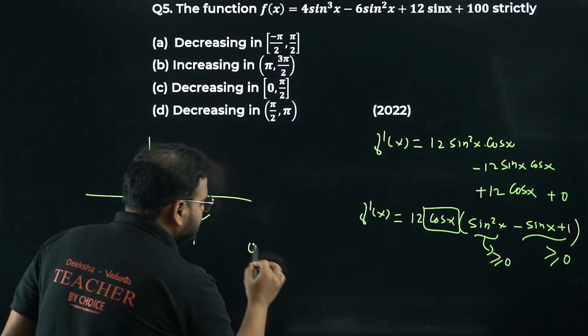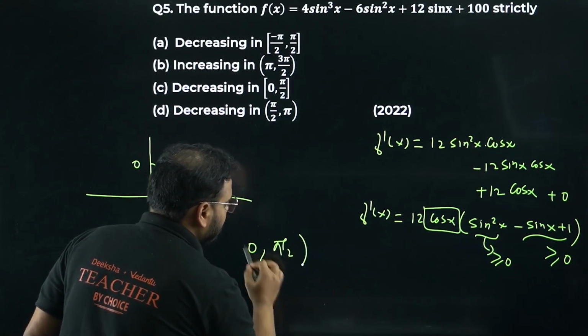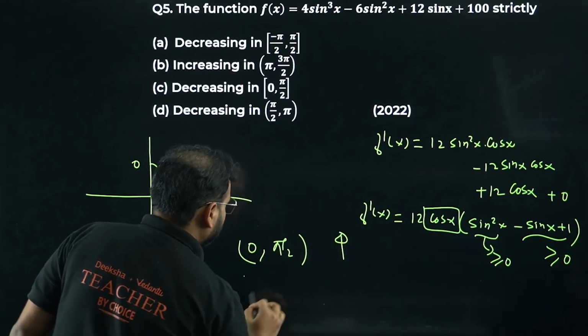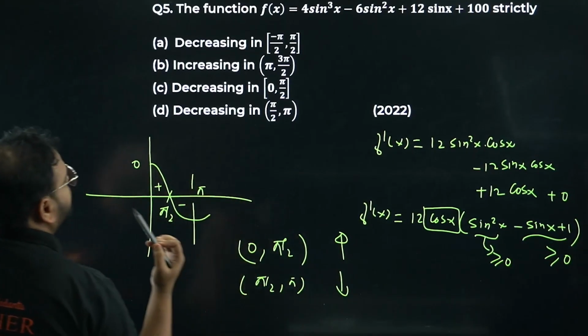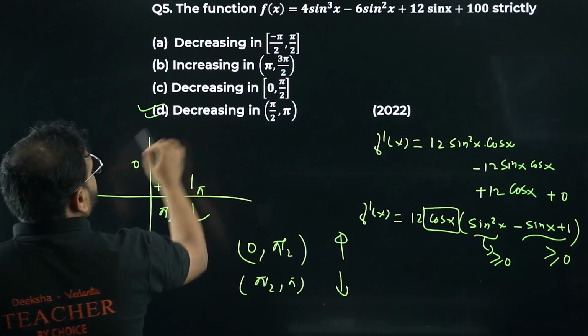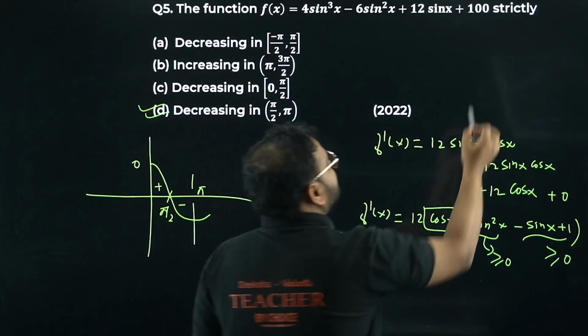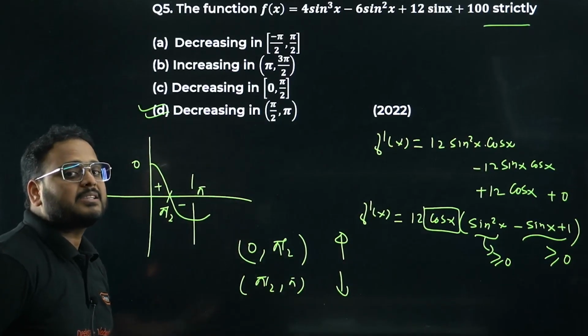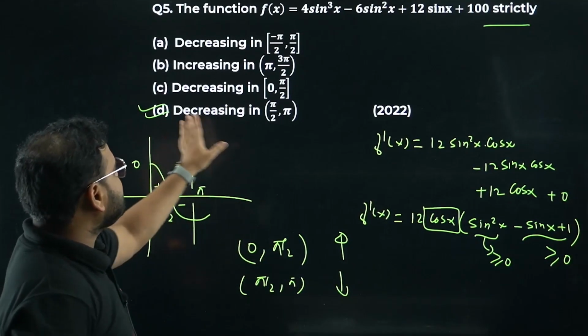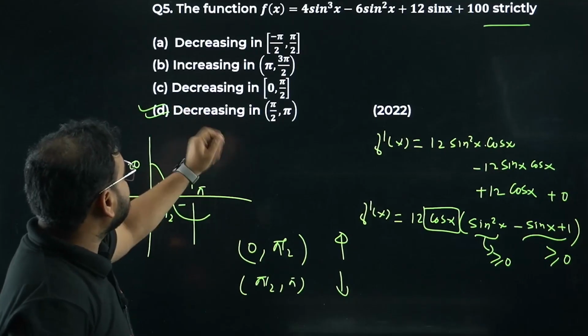So in the interval 0 to pi by 2 it will be increasing in nature. Pi by 2 to pi will be decreasing in nature. So the answer is going to be D. We are looking for strictly decreasing, right? That's why I'm keeping the brackets open. I hope you get it. Answer is, please check, D. Option D is correct.